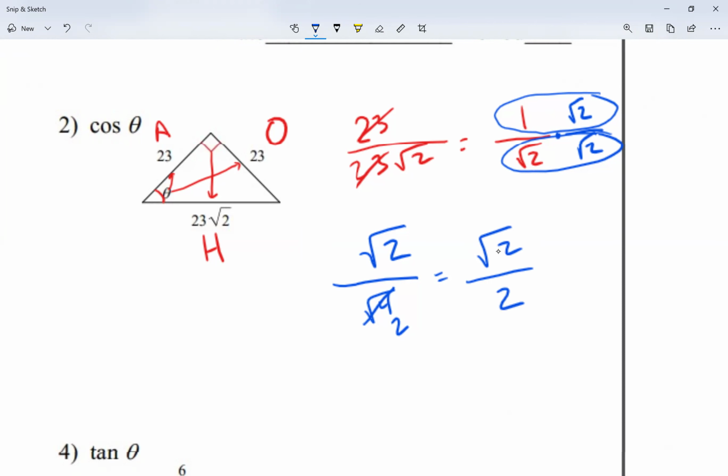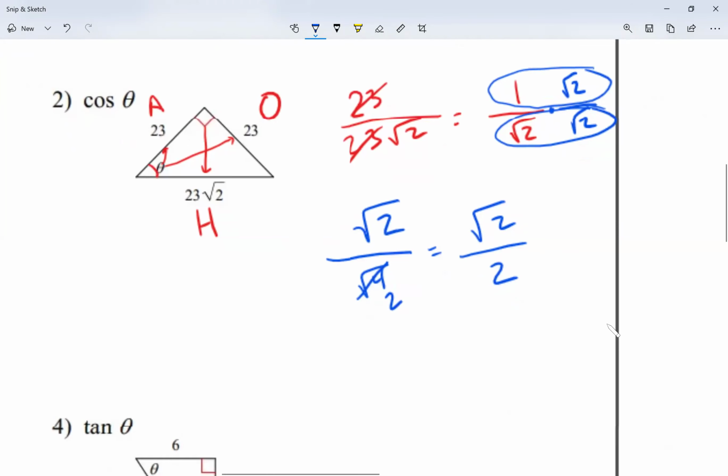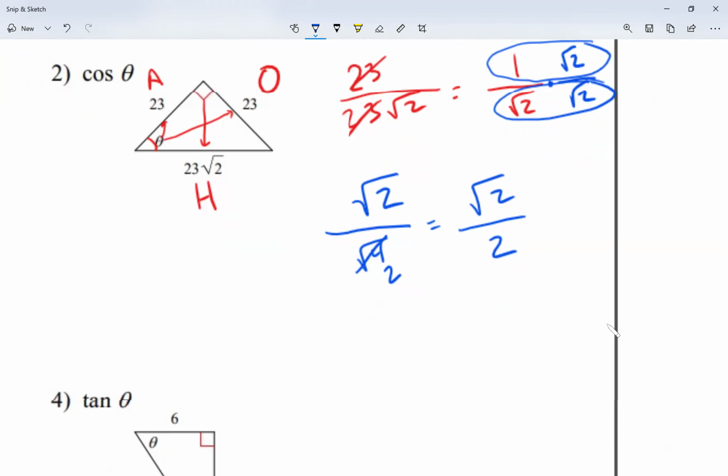My radical is as simple as I can make it. When I'm looking at the whole numbers, there's nothing I can do. So that is my answer, radical 2 over 2. Now, how am I going to type this? Remember, radicals, we write that as RAD, open parentheses, 2, and close parentheses. Don't forget to close parentheses.